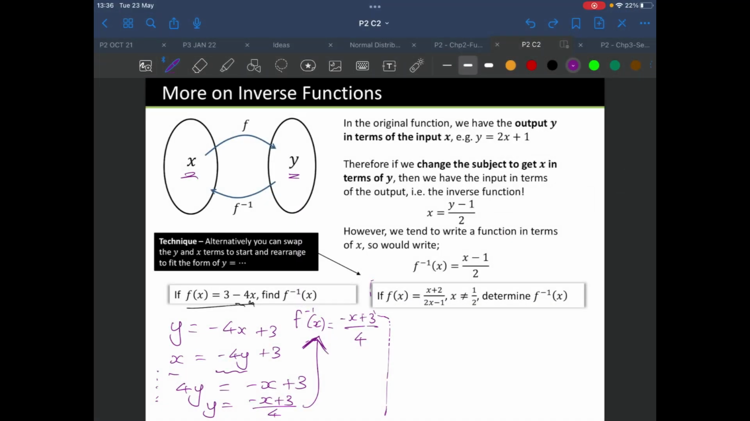In this case, it's a bit more difficult, but the same steps still work. So I'm going to write it this way first. I'm going to swap the x's and the y's around. So x equals y plus 2 over 2y minus 1. And the manipulation is a bit more difficult. So if I bring the denominator up, I get 2xy, and expand, 2xy minus x equals y plus 2.